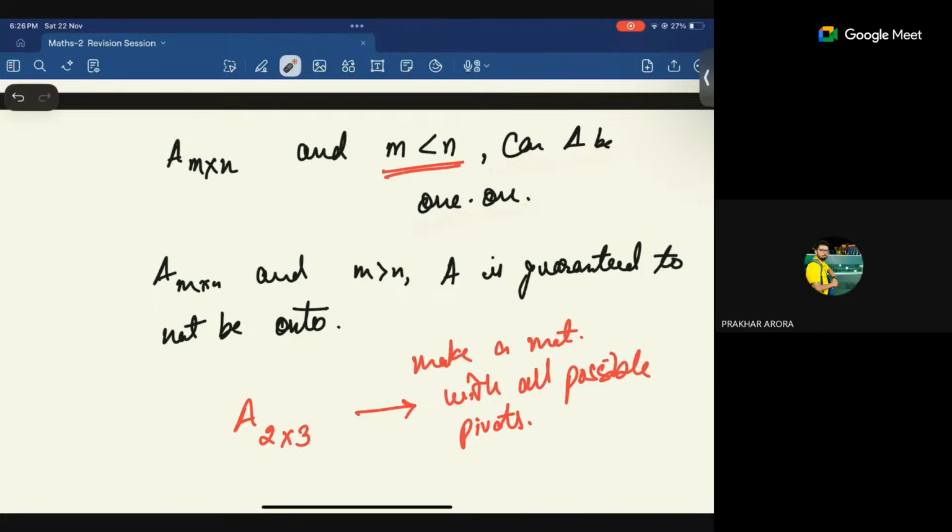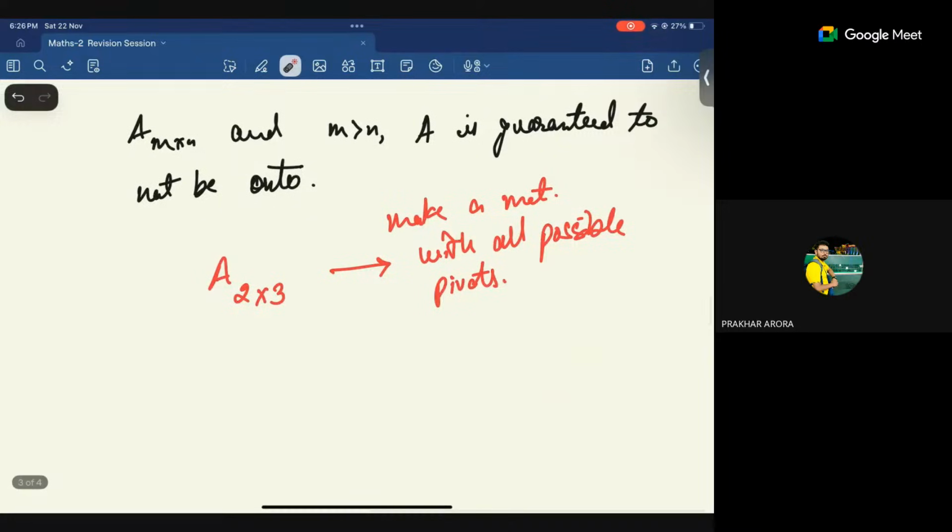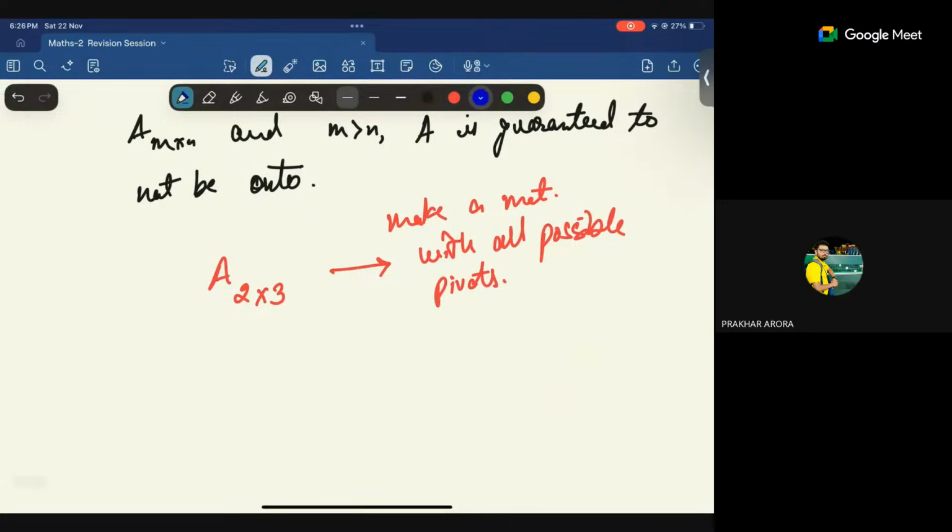Okay, so you need to find the best possibility. Then here they think that A is guaranteed to not be onto. So you are talking about the best possibilities here. That is why you have to first make the matrix. What will be the matrix? This is a 2 cross 3 matrix. Make it the best possible with best possible pivots. These are the best possible pivots.